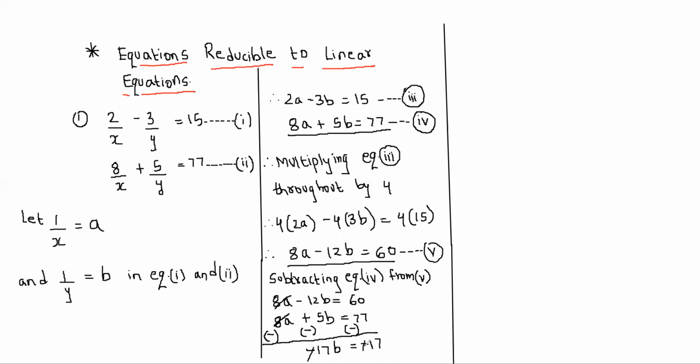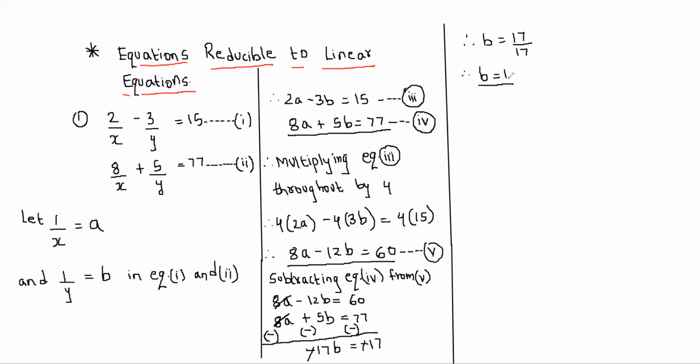17 is getting multiplied on the LHS. It will come to the RHS, and multiplication will change into division. So we get b equals 17 upon 17. Therefore, b is equal to 1.